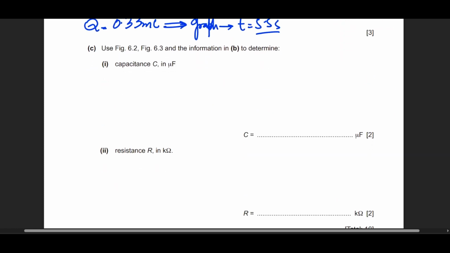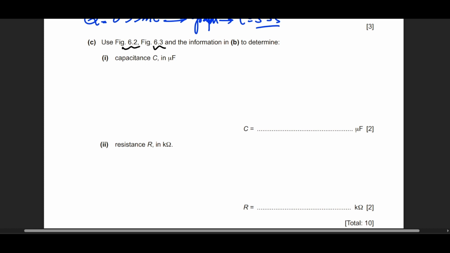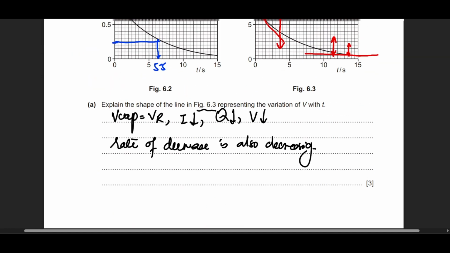He tells you to use figure 6.2 and 6.3 to determine the capacitance in microfarad. So we're going to use the equation Q equals CV, and we know that we want to find the capacitance. So capacitance becomes the subject, Q divided by V. Now, since we want to find the capacitance, we will take the maximum value. So we know from the previous part, Q naught was 0.90 millicoulombs, and V naught has to be taken from the second graph, which is this one.